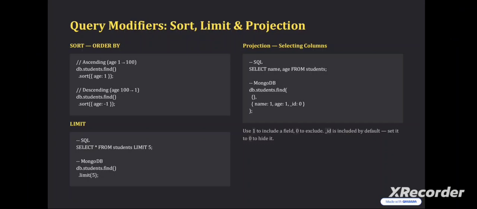If you want to sort the data which is retrieved from the database, we'll be using sort. So the command for that is db.collectionName.find, and after that we'll be using .sort, and inside .sort we have to provide the field on which the results have to be sorted. So here age colon 1 means we'll be sorting the documents based on age in ascending order. If you want to sort in descending order, we have to provide -1.